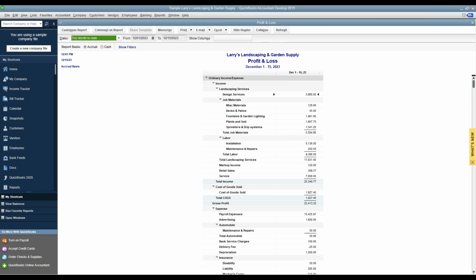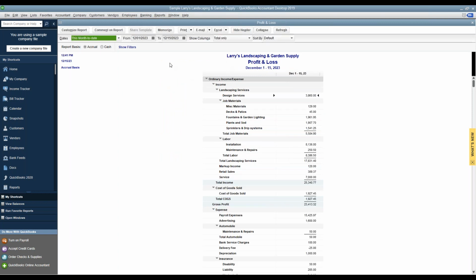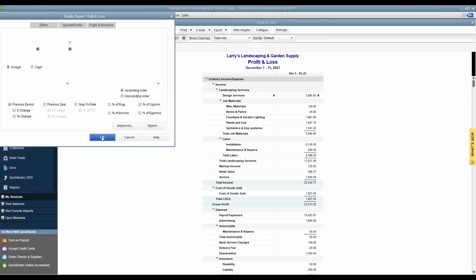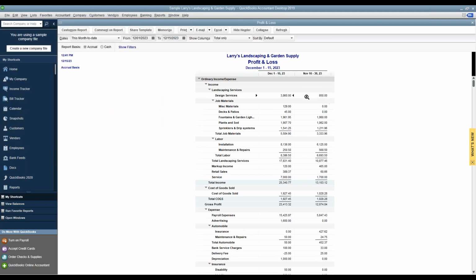Now we're in here, and one of the important things to look at on these reports is to make it a comparative, so compare this period to last period. That might be last year, but in this scenario we're going to do this month to date versus last month. In that scenario, we've got trends we can look for.